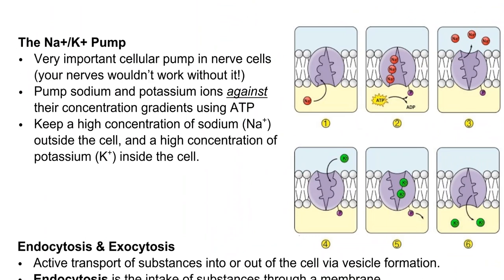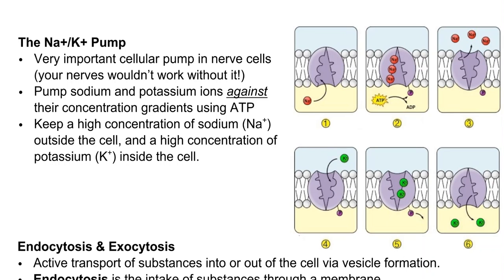In general, there are two examples of active transport that we need to know for Science 10. The first one is the sodium-potassium pump. It's a very important cellular pump in nerve cells. Your nerve cells wouldn't work without it. It pumps sodium and potassium ions against their concentration gradient using ATP, and it keeps a high concentration of sodium out of the cell and a high concentration of potassium inside the cell.